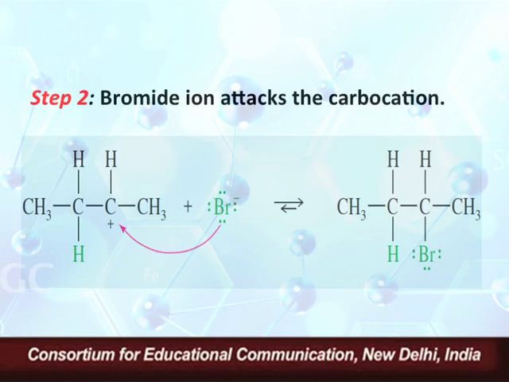Now in the second step, the carbocation will form a bond with the bromide ion, resulting in formation of 2-bromobutane. In this case, we had started the reaction with 2-butene and HBr. And what we've observed is that HBr has added to the two ends of the carbon-carbon double bond.